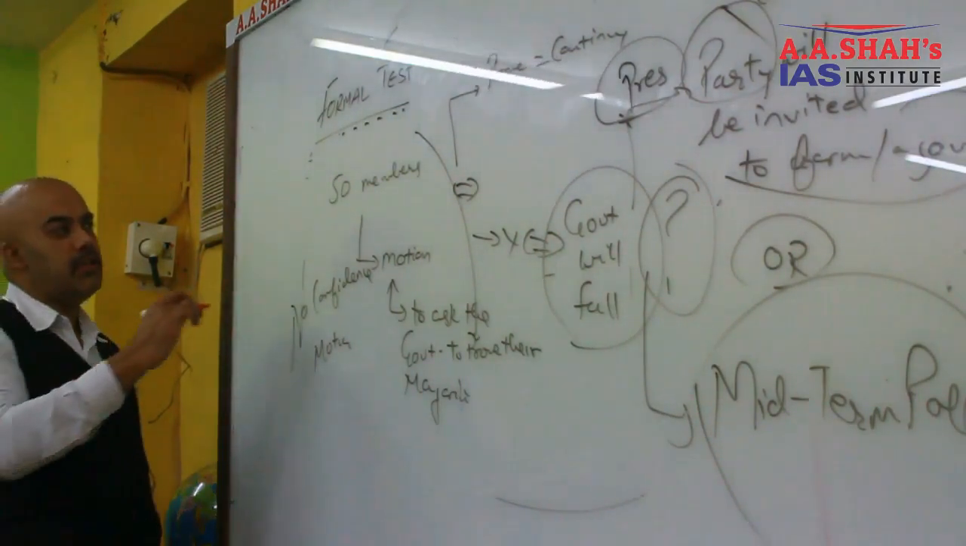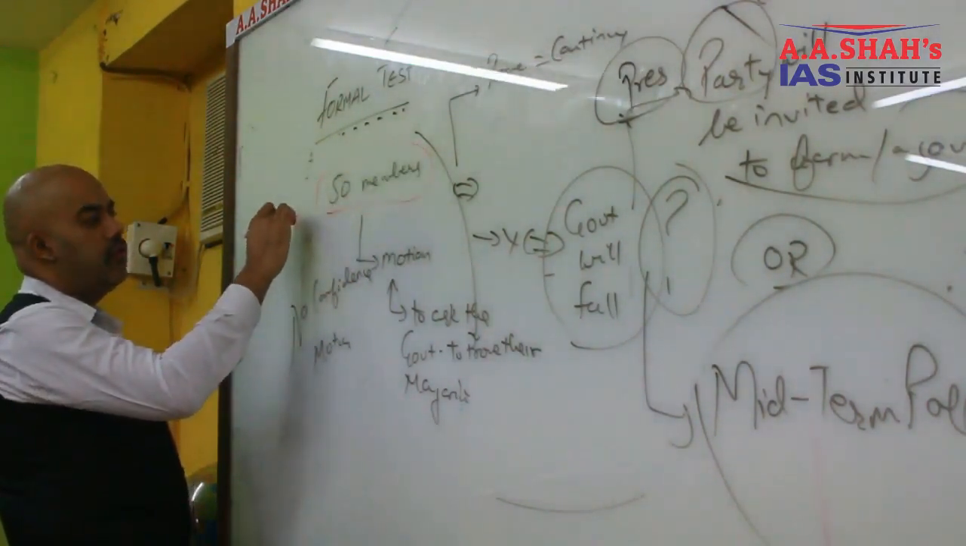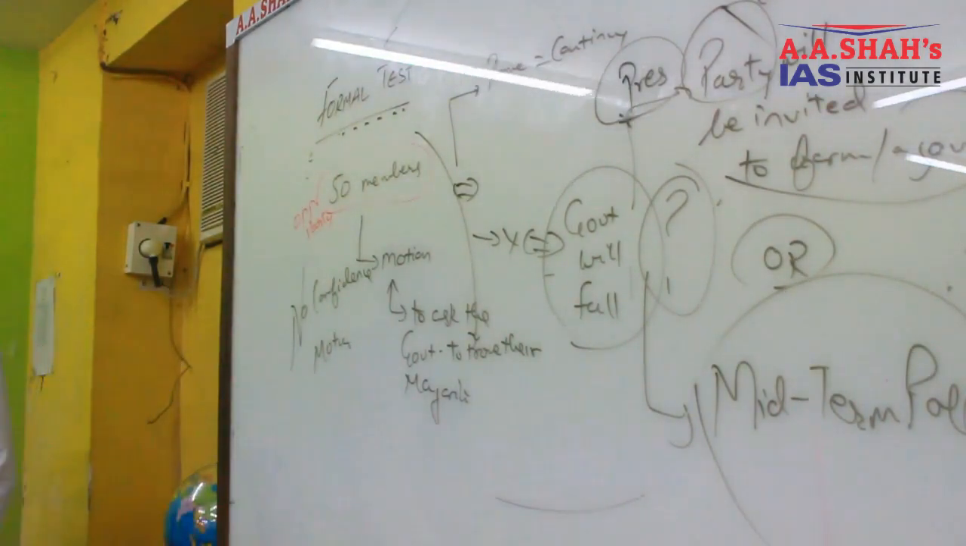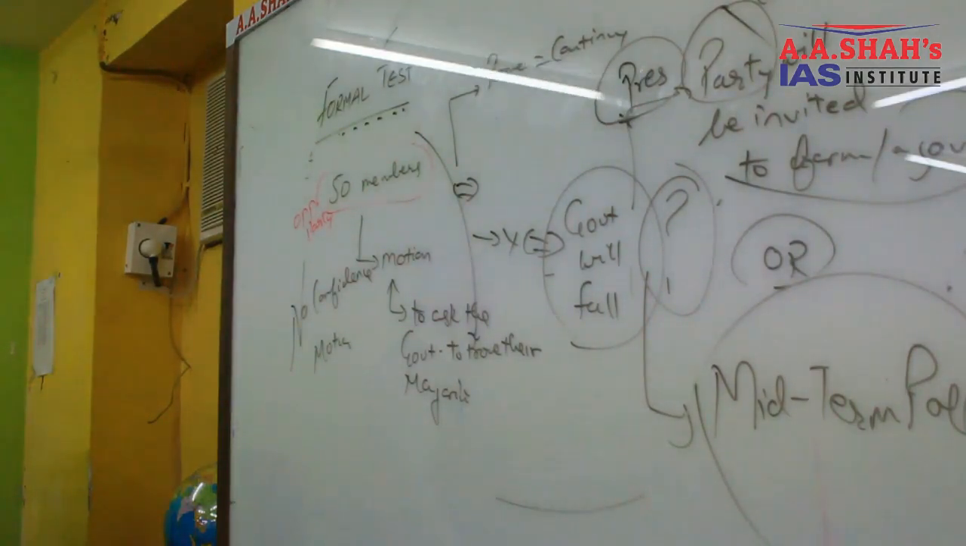At least 50 members of the house, usually of the opposition party, of course. Obviously, private members have to move it. But the ministers, it is against the ministers, it's against the ruling government. So, what is a no confidence motion?